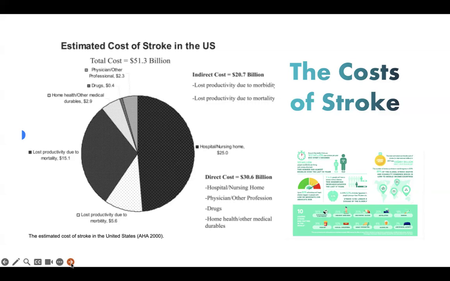And indirect cost. These include productivity losses due to disability, premature death, and absenteeism from work for stroke survivors and their caregivers. The need for caregiving and support services also contributes to indirect cost, which is $20.7 billion. Also, it can include rehabilitation, long-term care, and economic impact.